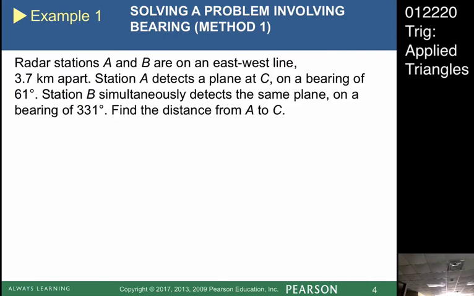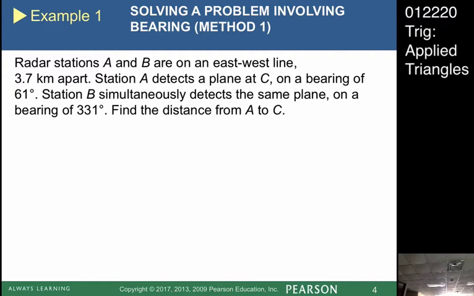Let's look at it. Radar stations A and B are on an east-west line, 3.7 kilometers apart. So step one in any word problem that you come across, start mapping things out. Even in my crazy 8-page word problems that I give you, there should be some sort of mathematical model that you should be able to map out and extract, even if I'm trying to hide it in all that text.